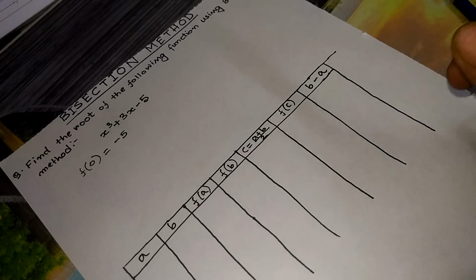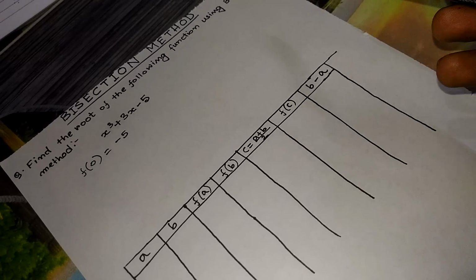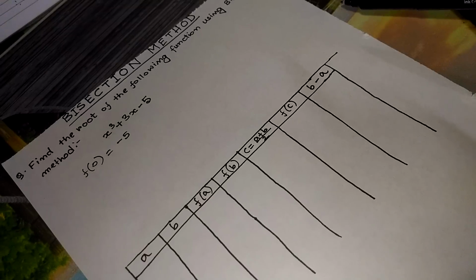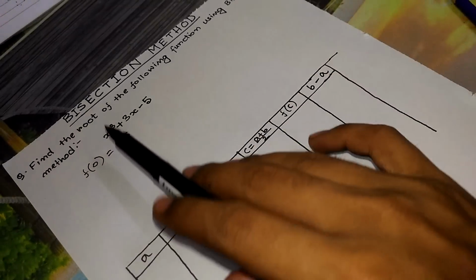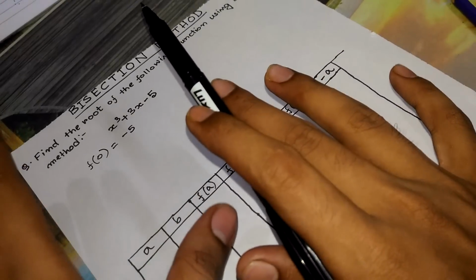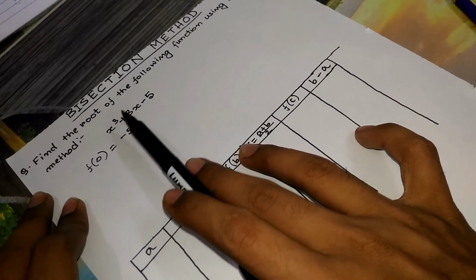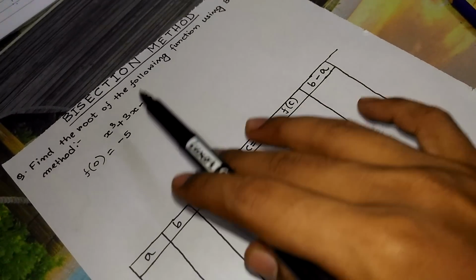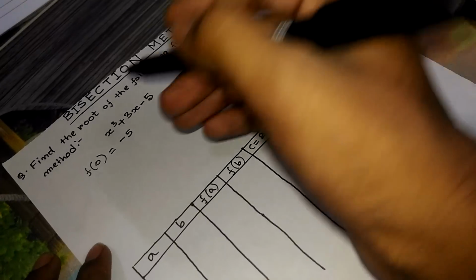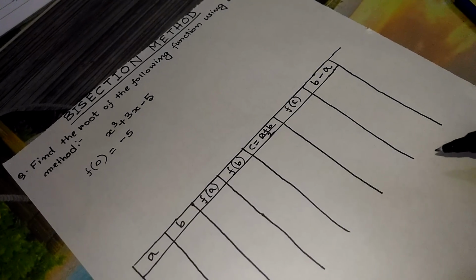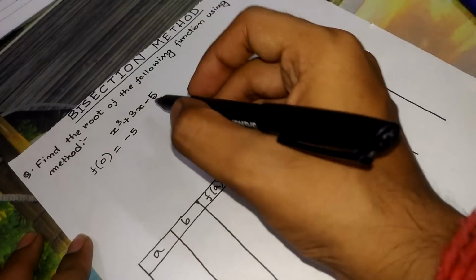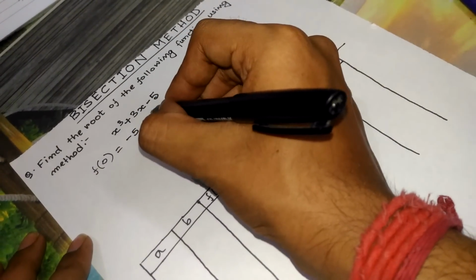Now before proceeding with the problem, we need to keep one thing in mind. The root that we need to find will lie between a positive value and a negative value. That is, the value of f of something must be negative and another value of f will be positive. So the root will lie between these two values. That is, the root always lies between opposite signs. So f(0) is minus 5, that's less than 0.